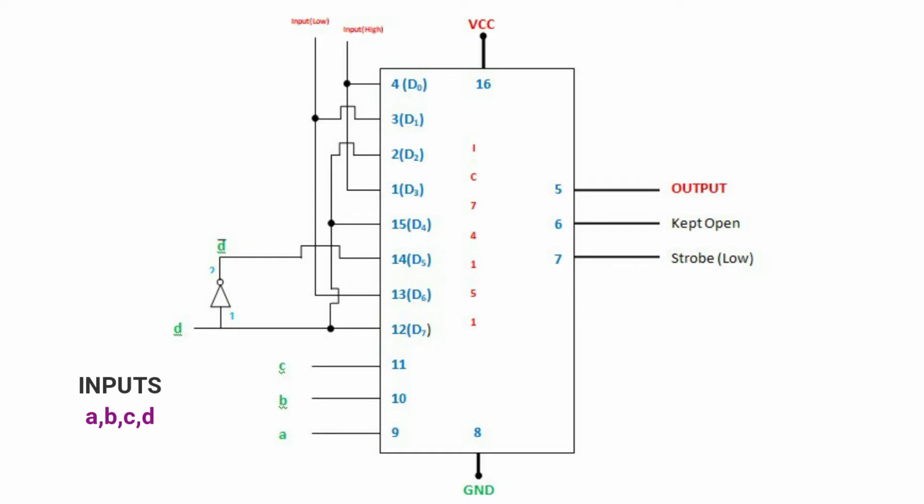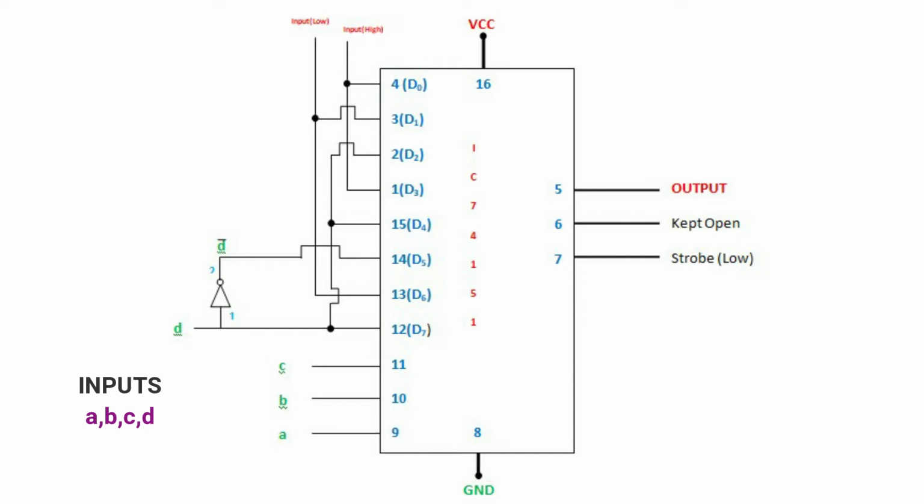Pin number 8 is used for grounding and pin number 16 is used for VCC. Pin number 5 of the 74151 IC is used for output. Pin number 6, as I told you, is kept open and there is no connection. For pin number 7, we are giving a strobe low, that is a low input, a 0 value. So this is how the circuit configuration for an 8:1 multiplexer is done.